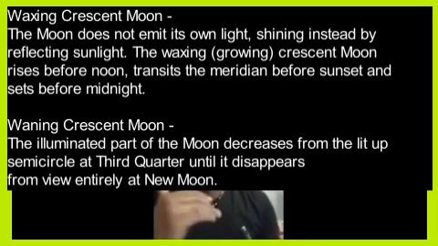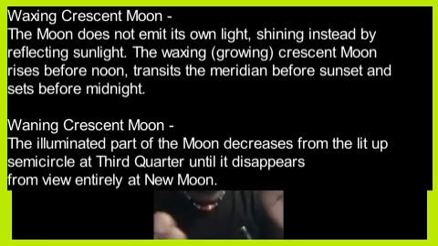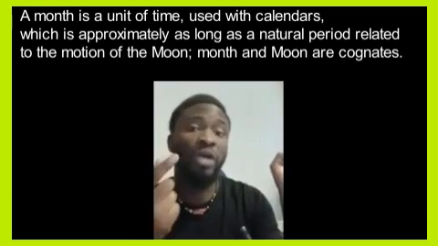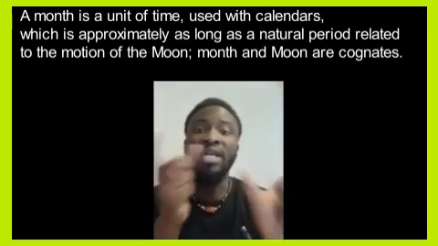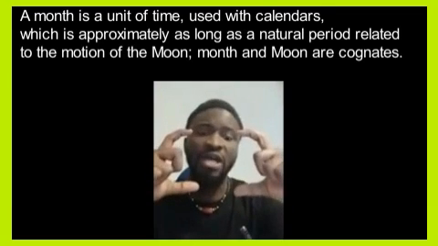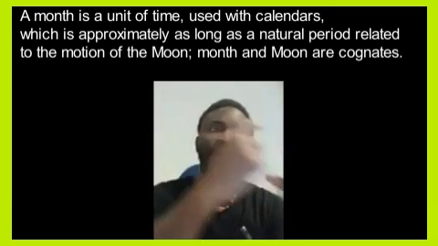So now a month is a unit of time used with calendars, which is approximately as long as a natural period related to the motion of the moon. That's where we get the word month, right? Month and moon are cognates. This is how they are related, so one is derived from the other.